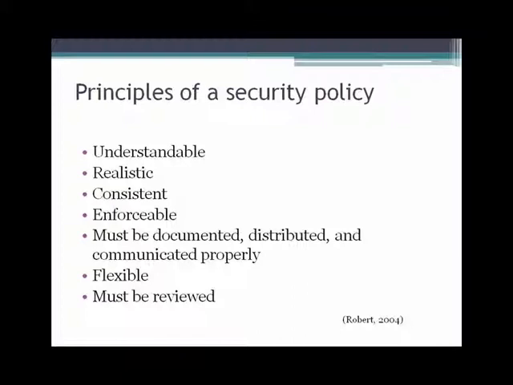A security policy must be enforceable. It must also be done with auditing tools and clearly supported by human resources and management. A security policy must be documented, distributed, and communicated properly. It must also be flexible to fit the current technology and situation. Also, a security policy must be reviewed. We should review the security policy at regular times to ensure that it doesn't become obsolete.